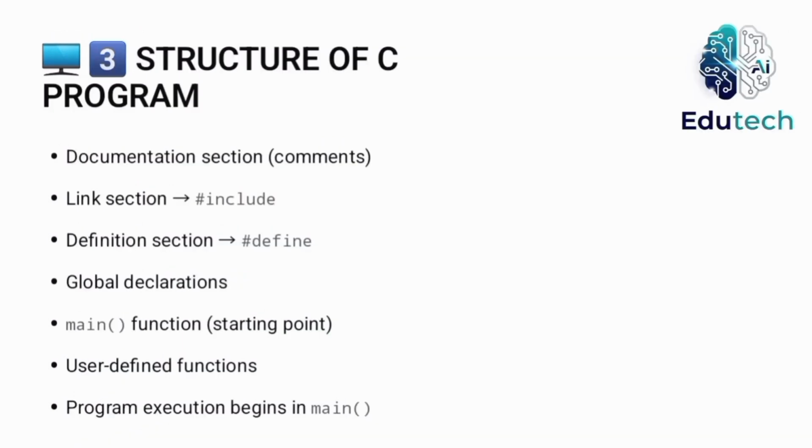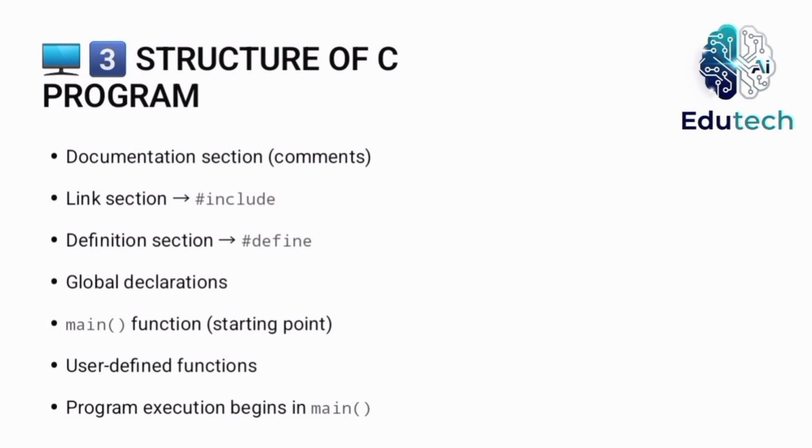Structure of a C program. Every C program follows a specific structure. The program usually begins with the documentation section, where comments are written to describe the purpose of the program. Next comes the link section, where header files are included using the hash include directive. Header files like stdio.h provide input and output functions such as printf and scanf.